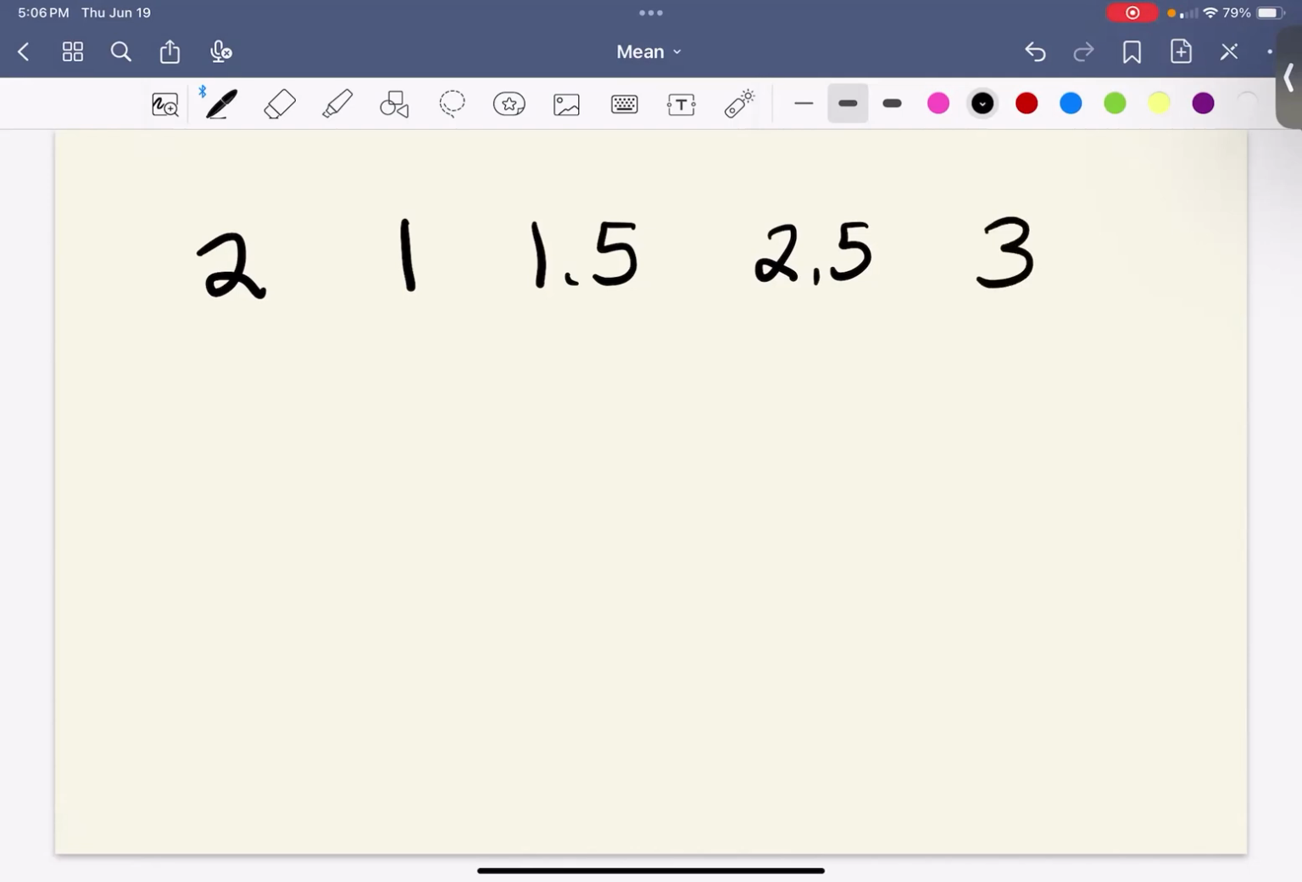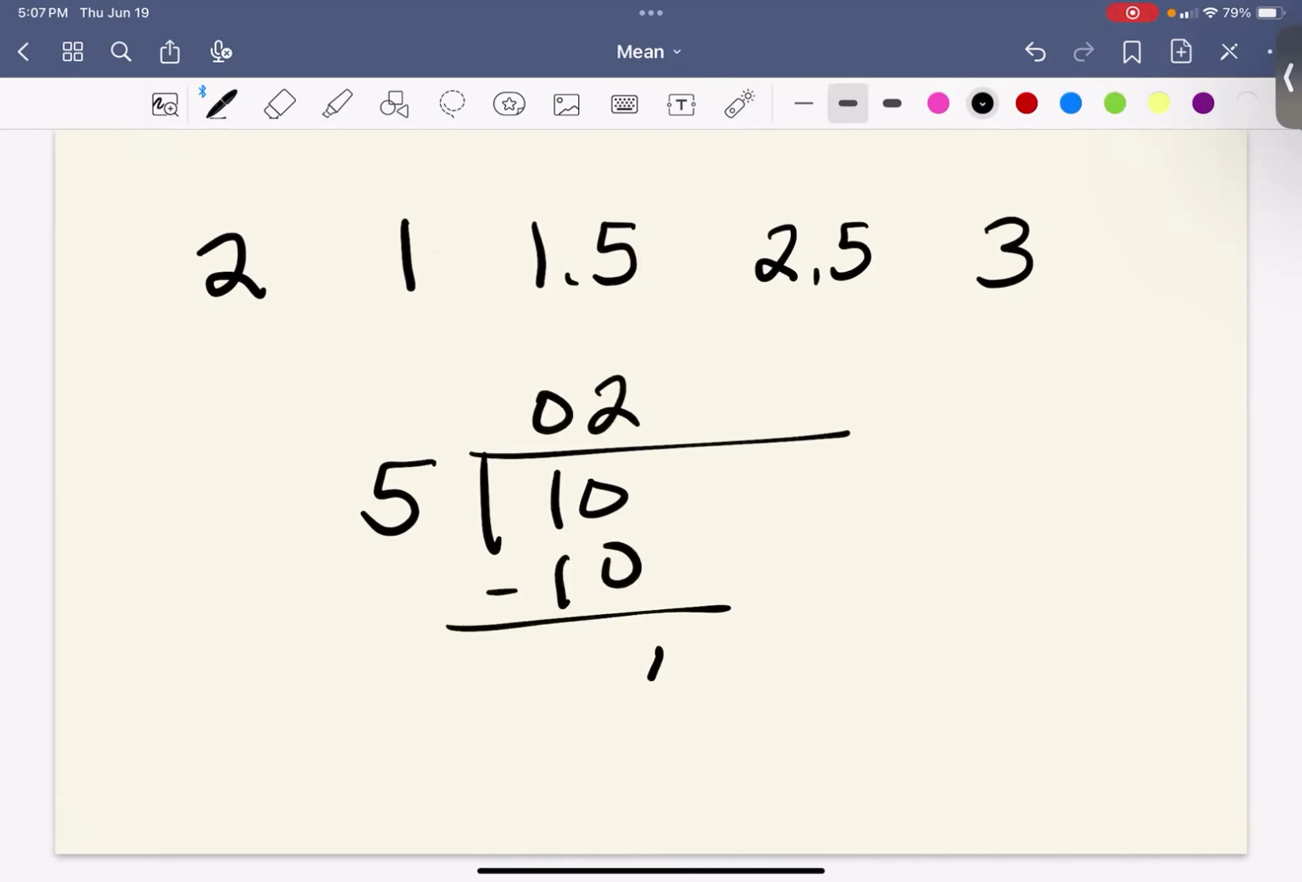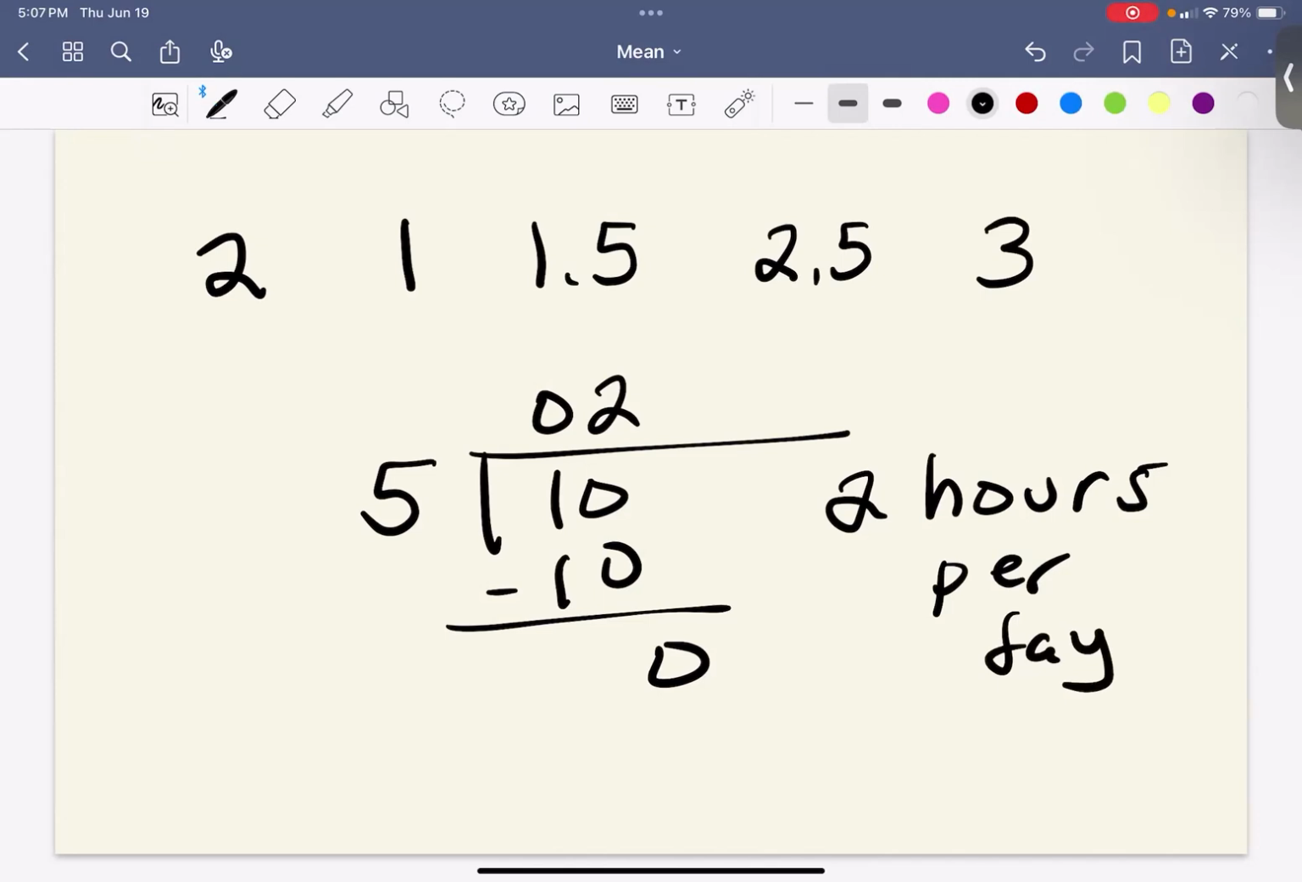then 3 hours another day. So when I add up all the number of hours, I get a total of 10 hours. And I have a total of one, two, three, four, five numbers in my data set. When I divide, I get a total of 2. So I studied 2 hours per day over 5 days.